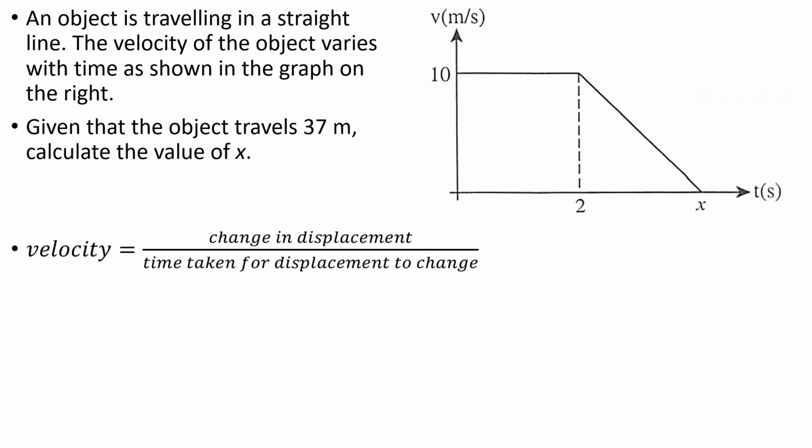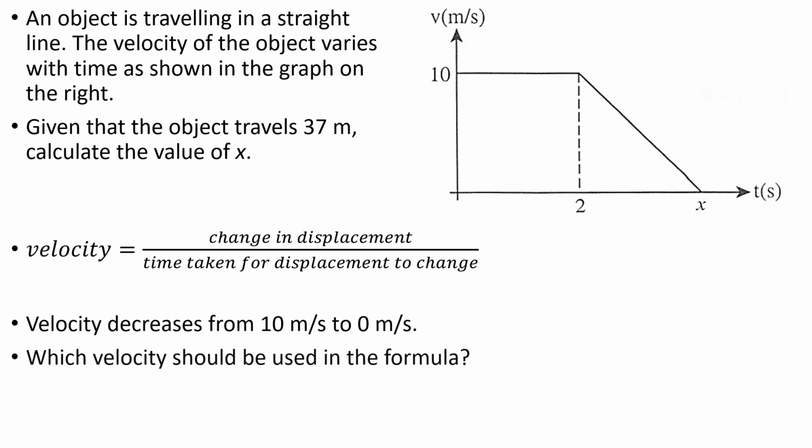We can be tempted to look at a familiar formula: velocity equals change in displacement over change in time. But if we scrutinize the graph, we do observe one thing. The velocity starts to decrease from 2 seconds to x seconds. So if we were to apply the formula change in displacement over change in time, which value of velocity do we then put into the formula?